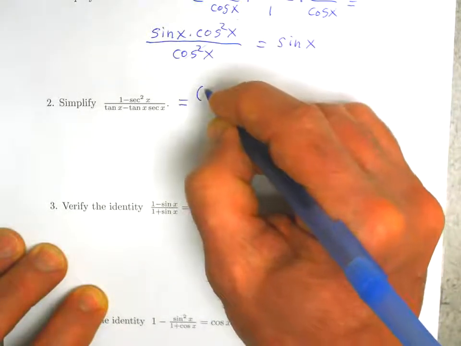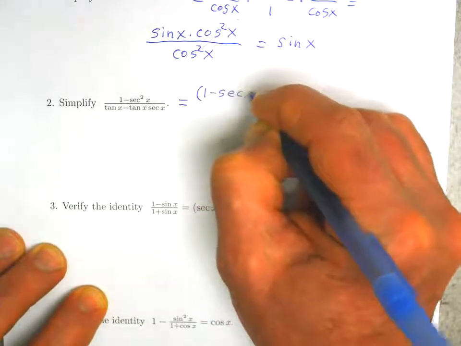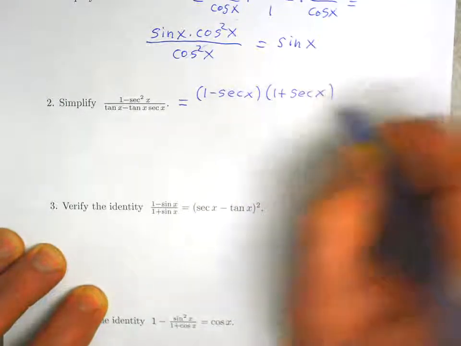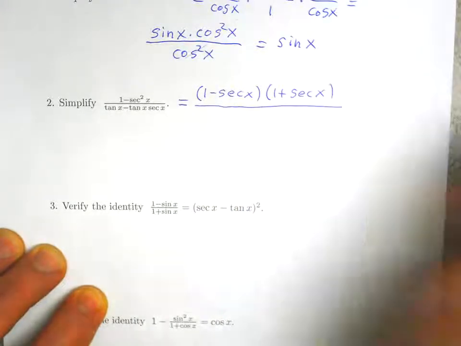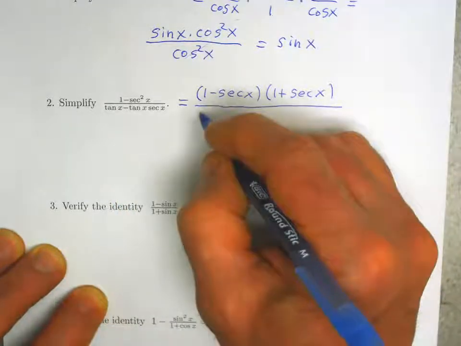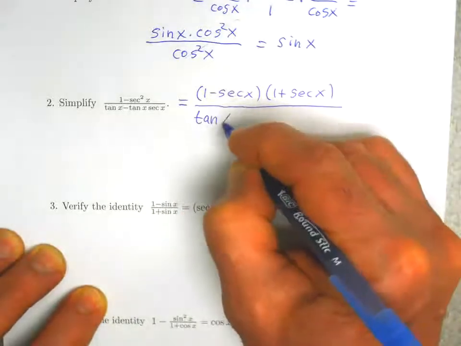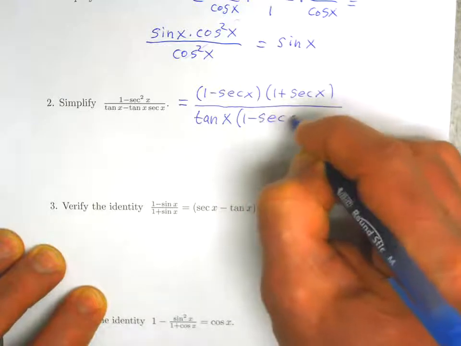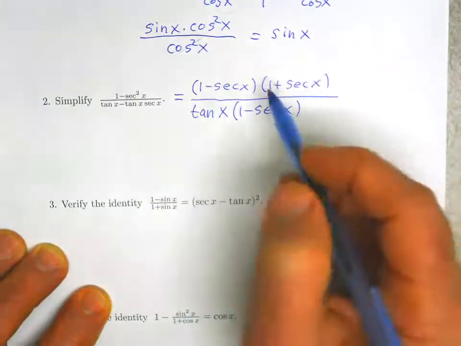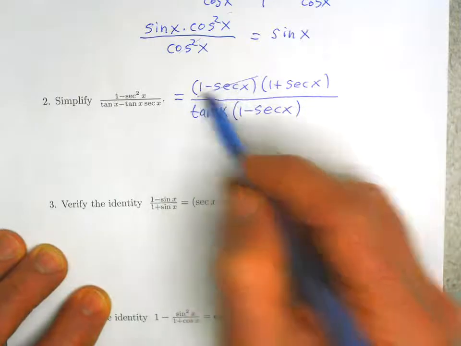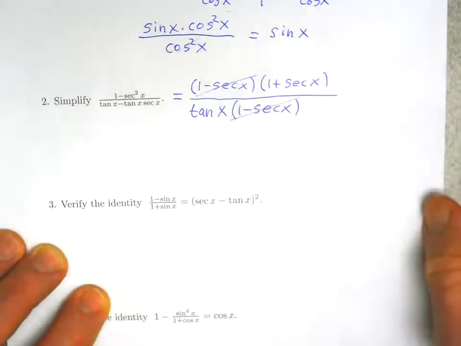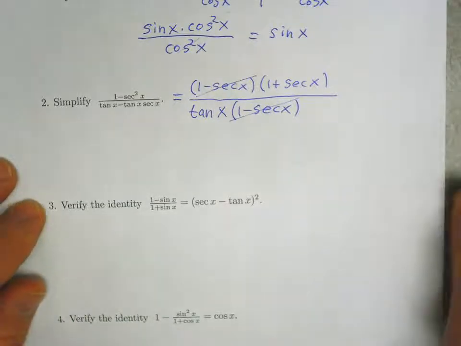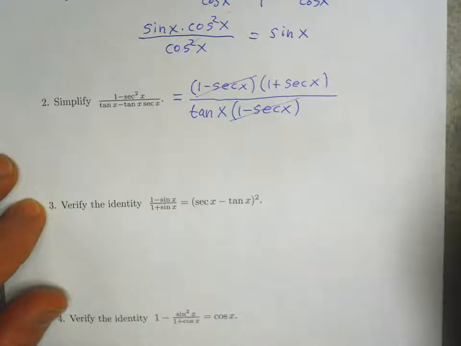So one of the factors is 1 minus secant of x. The other factor is 1 plus secant of x. And in the denominator, we can factor tangent of x out of both terms. So we get tangent of x times 1 minus secant of x. So we at least get 1 minus secant of x divided by 1 minus secant of x out of the way. But it looks like we can simplify further.